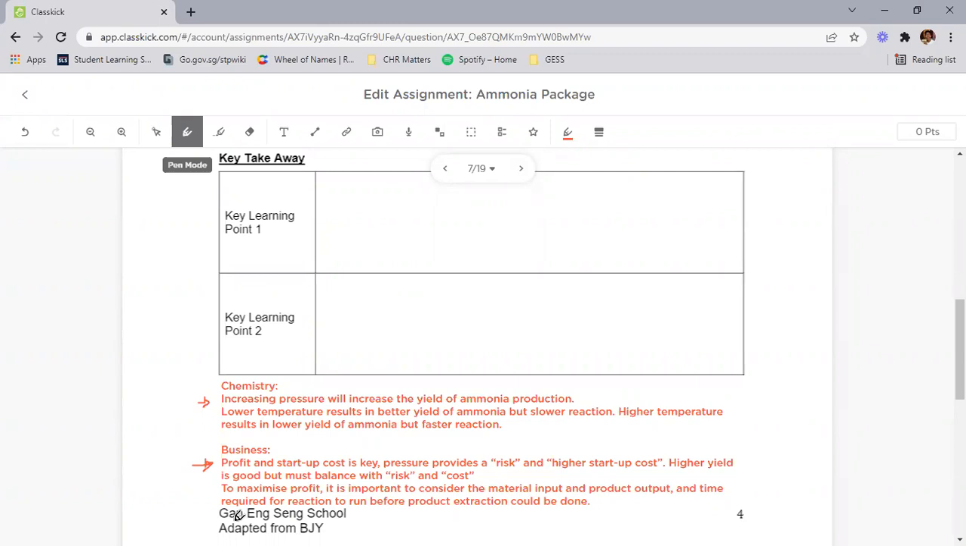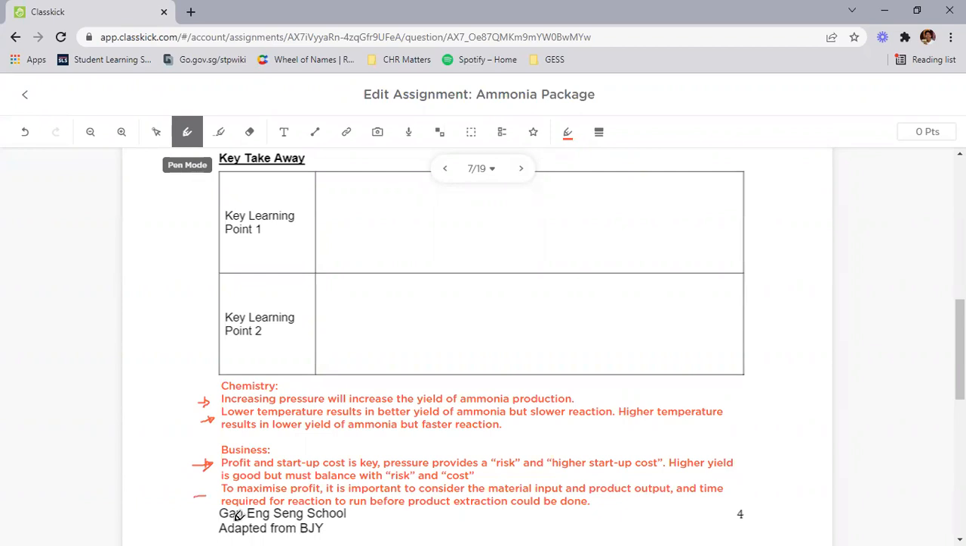With regards to temperature, do take note, temperature is a bit more complex, because if you lower the temperature, you actually get better yield. However, the reaction becomes slow, so you can't get to the end of the reaction that quickly. If you increase the temperature, you get a lower yield but a faster reaction. So you need to find a balance in terms of temperature.